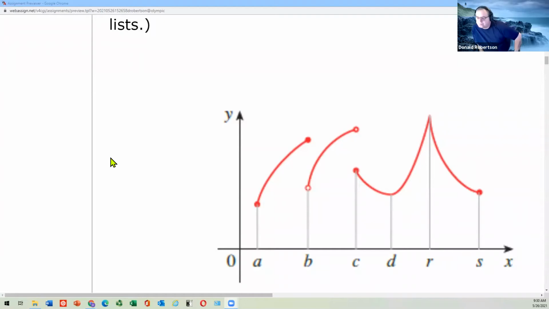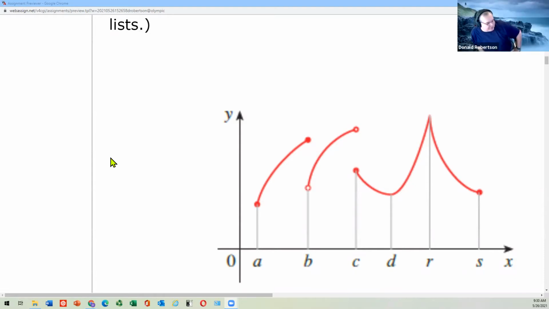Absolute maximum. I think it's R. I can't tell. Agree, it is R. I'm assuming that's not a vertical asymptote, it's a little corner called a cusp, right? Look at the top of your house. Local minimum. D. Agreed. Nothing weird happening, right?